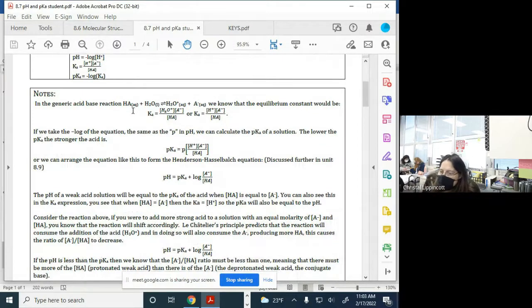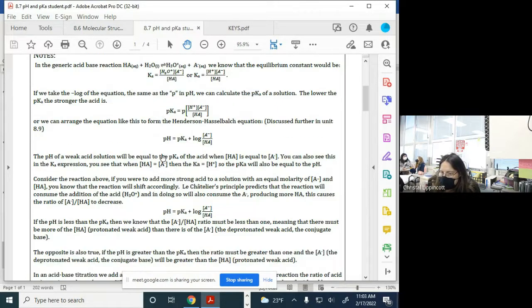Okay. So we know that when we have a reaction, and we're giving off hydrogen ions, we can calculate a Ka value. And then if we take negative log of the Ka value, we have pKa. Okay. So negative log gives us pKa. And we know that we can rearrange this equation here.